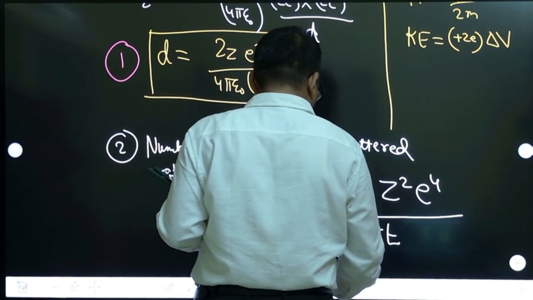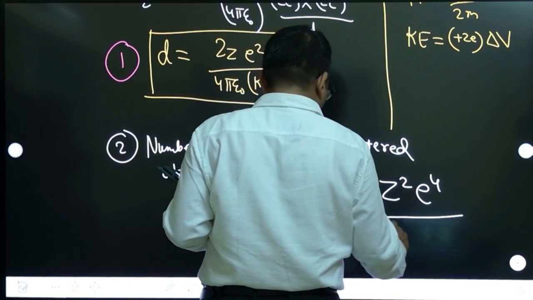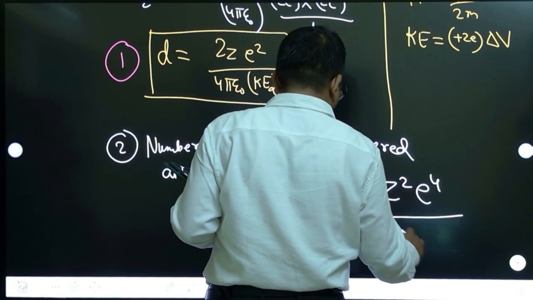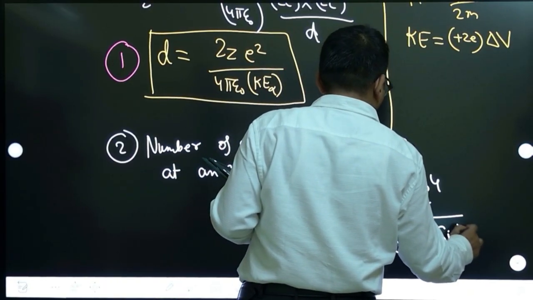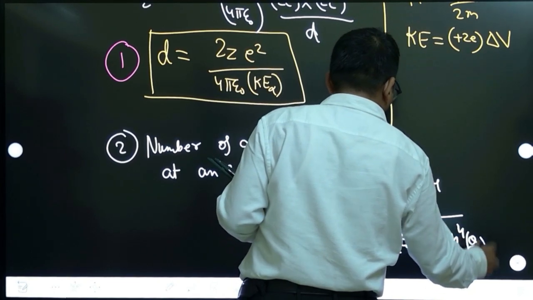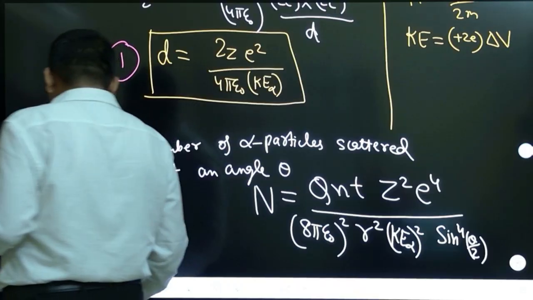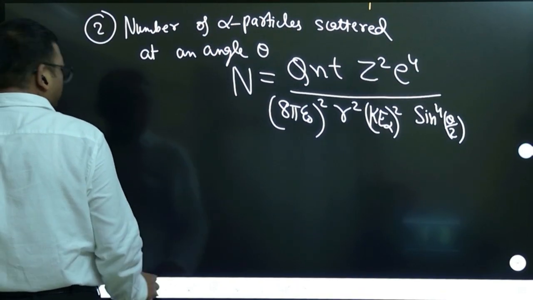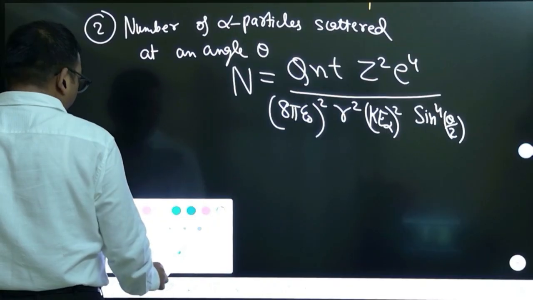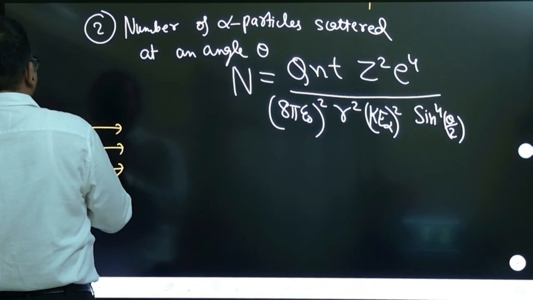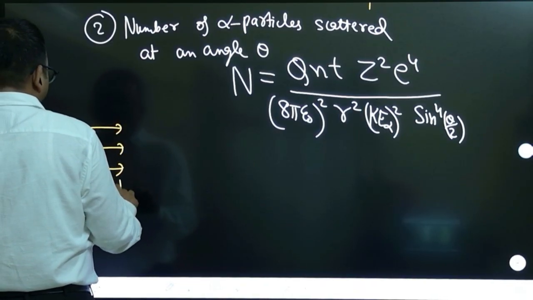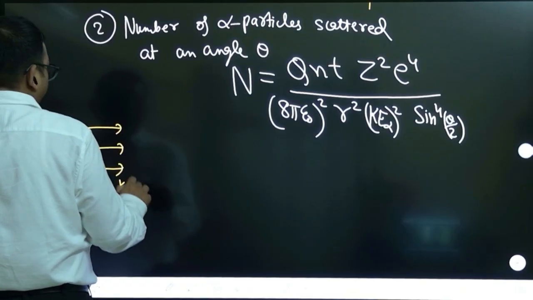Here E means the kinetic energy of the alpha particle, squared, sine power 4 theta by 2. Now you may say, what is this, such a big formula? Do not worry here. The idea is that you are throwing these alpha particles, right? Alpha particles are projected with the kinetic energy of the alpha particle.